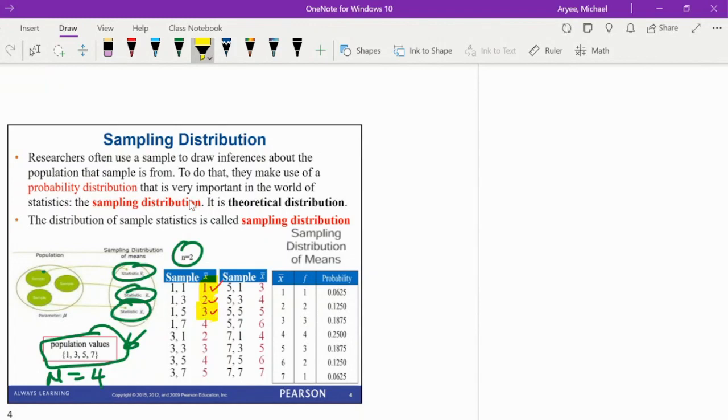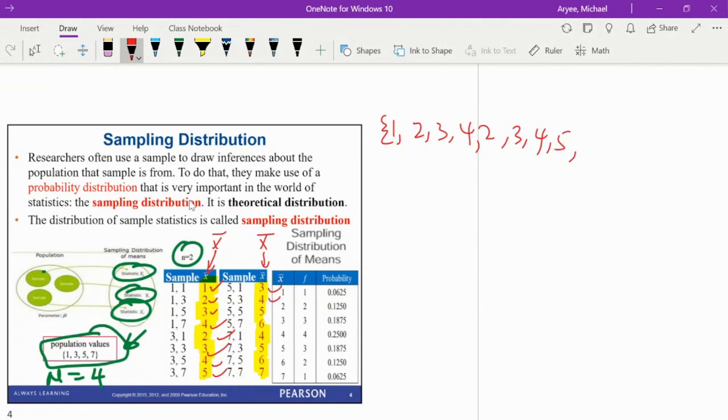The values I have highlighted here, each of those values is a sample mean. So each one is an X bar. These are all the possible samples you could get, and each one of these numbers is an X bar. So I can have a new collection of data: 1, 2, 3, 4, then 2, 3, 4, 5, then 3, 4, 5, 6, then 4, 5, 6, 7.